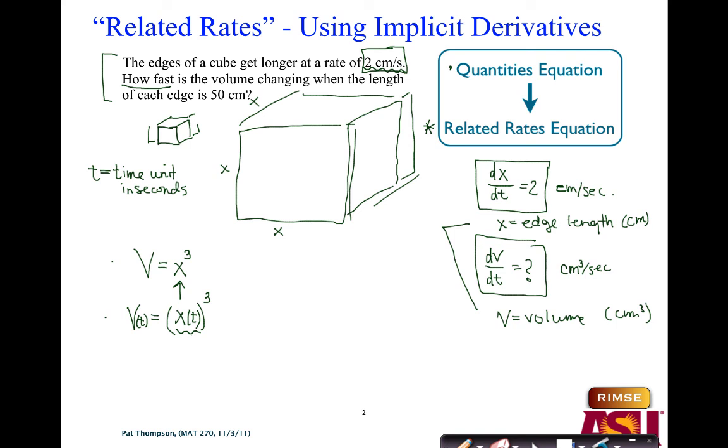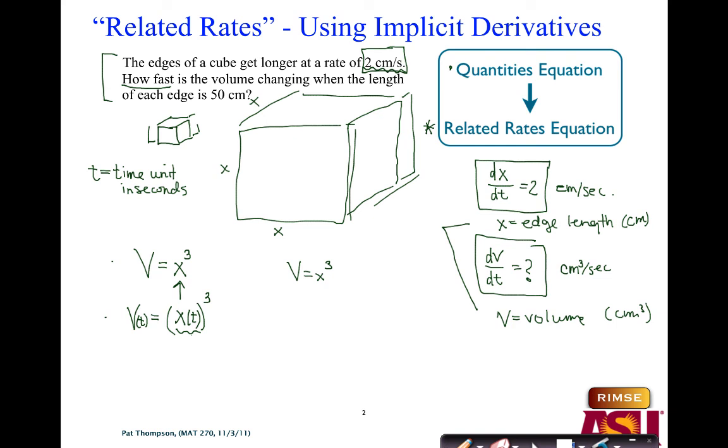But what I want to do is find the rate of change of V with respect to t, V prime of t or dV/dt, at a specific point. So this, when the length of each edge is 50 centimeters. That's apparently going to be important in our future because, like I said, the volume changes at different rates depending on how big or small the cube is. So I'm just going to go with the basic V equals x cubed. I know dx/dt, I'm trying to find dV/dt.